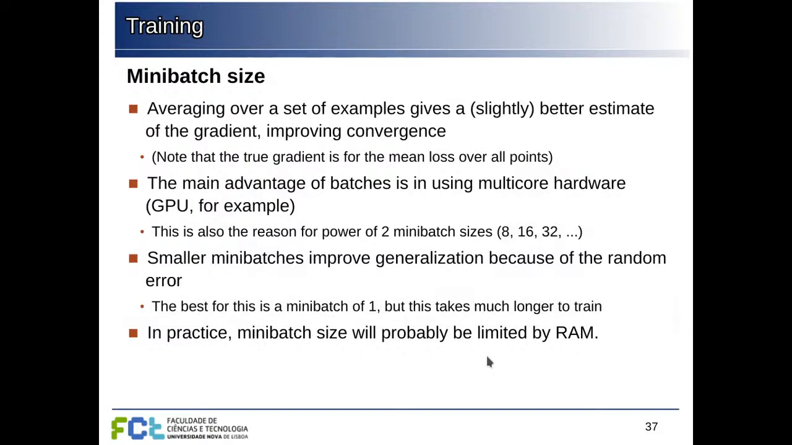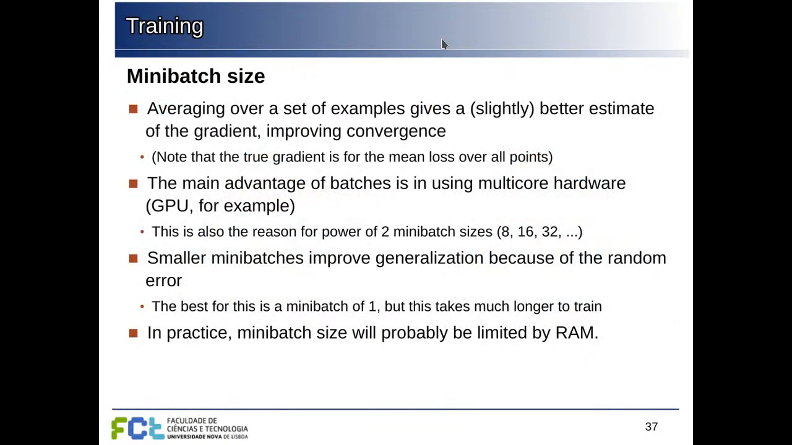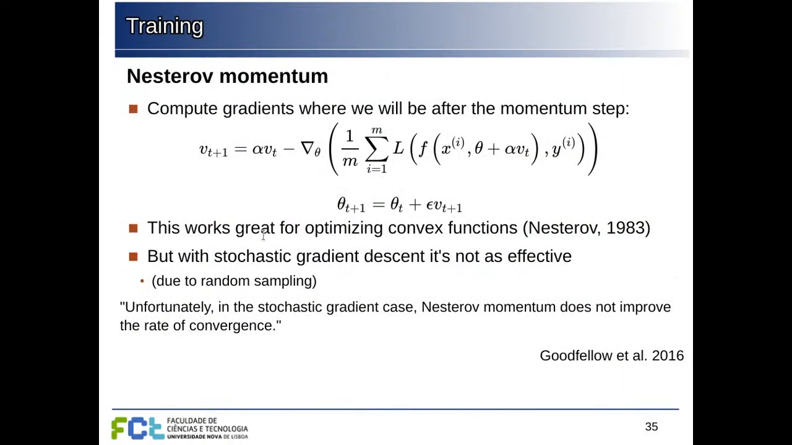So another thing that you can adjust is the mini batch size. Basically, this M here, which determines how many examples we are using to estimate the gradient. There are several things that this can affect. A larger mini batch size means we have a better estimate of the gradient. Since we are estimating the gradient using this random sample, the larger the sample, the closer this estimate will be to the true gradient of the loss function.